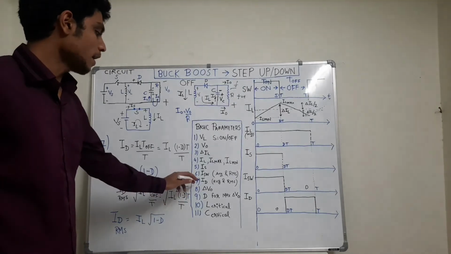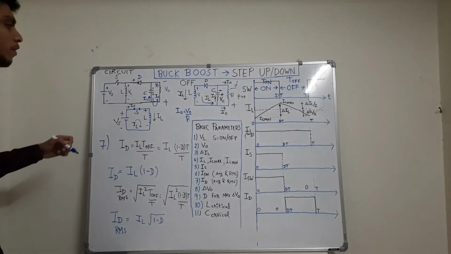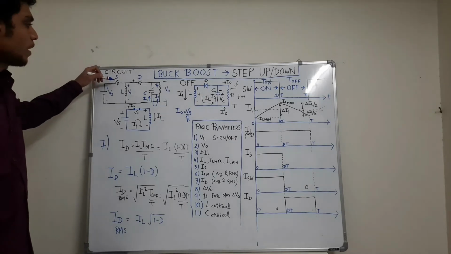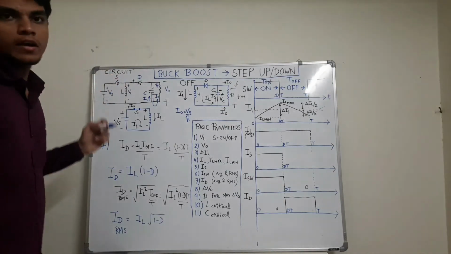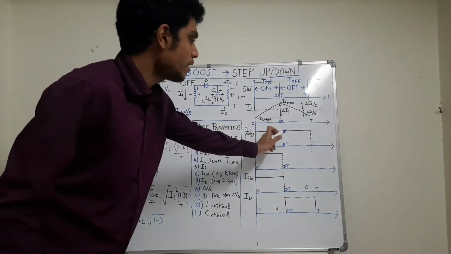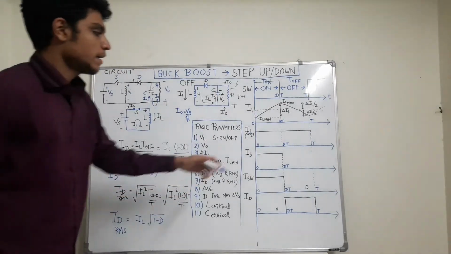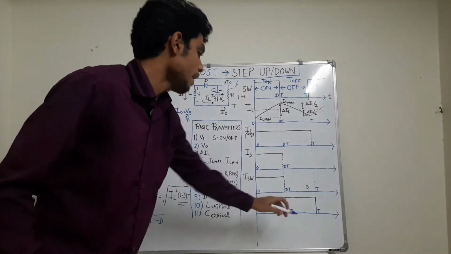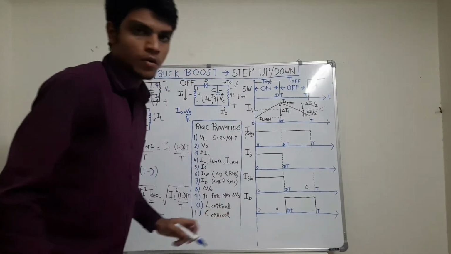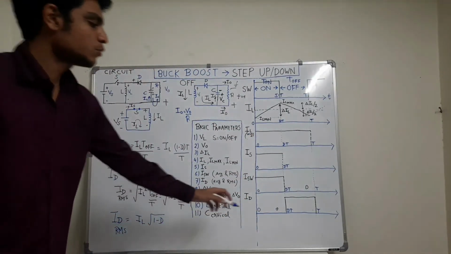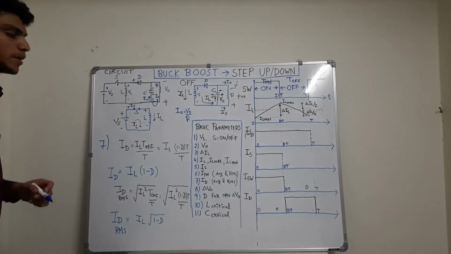Seventh parameter is ID, that is diode current. For finding diode current, we can see that when the switch is off, at that time only the diode conducts. So the inductor current waveform for the off time dT to T can be copied in the diode current waveform, and for the on time of the switch it is 0. Now for finding this value of the diode current, we will see the average and RMS value.